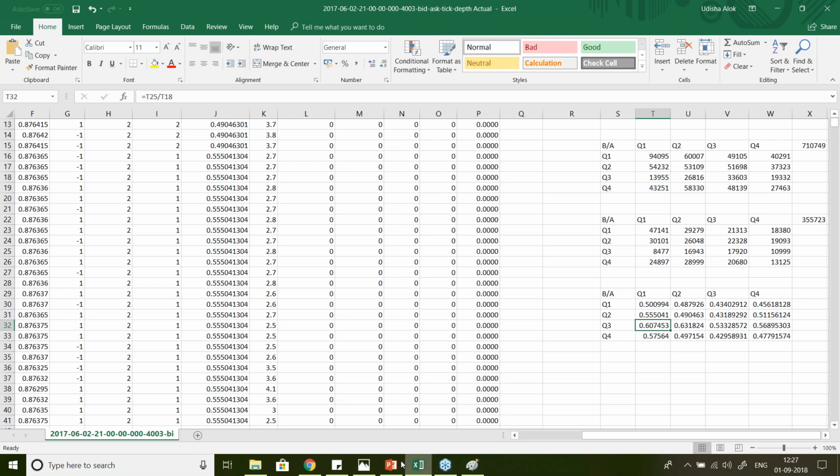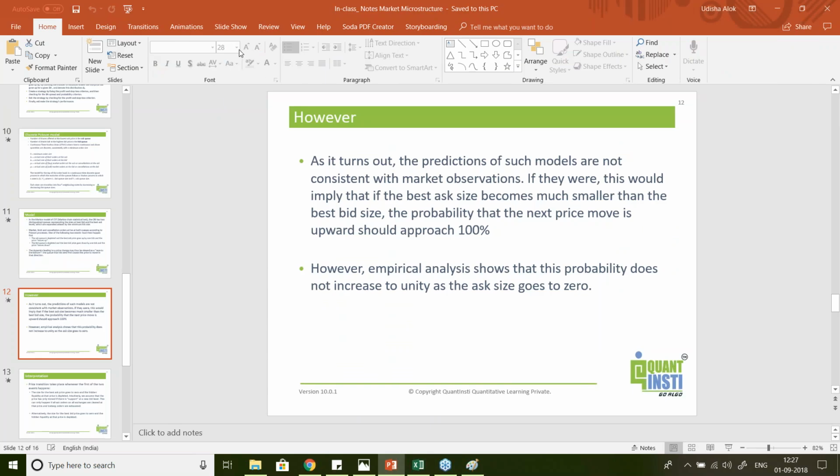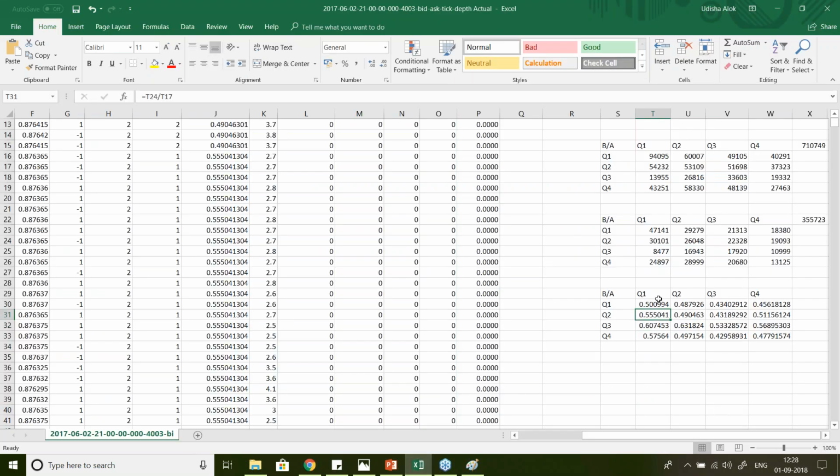Online participants, is it clear why we have different probabilities and probabilities not as expected? Okay, fine. So see here the bid is increasing, right? From Q1 to Q2, Q3 to Q4. But ask is in Q1. That is, it's not increasing that much. So ideally the probability of the mid price going up should increase, right, Sunit? But it has not increased in this case.